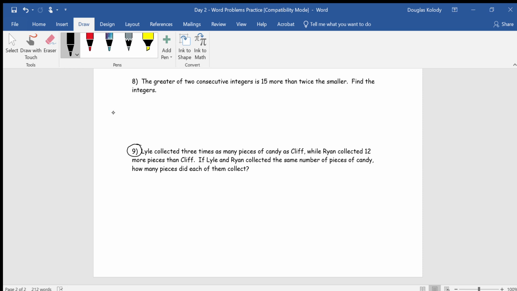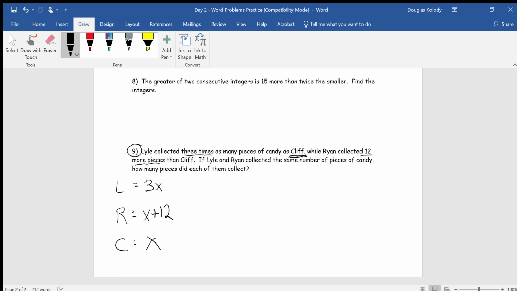So let's start off with the names here. We've got Lyle, we've got Ryan, and we've got Cliff. So it says Lyle collected 3 times as Cliff. Cliff is the one being compared to, so Cliff is our x. Lyle collected 3 times as many pieces as that. So I'm going to say for Lyle 3 times x. Ryan collected 12 more pieces than Cliff. All right, so everybody's compared to Cliff here. So then Cliff is x, so then 12 more pieces would be x plus 12. So there's my setup for Lyle and Ryan and Cliff.